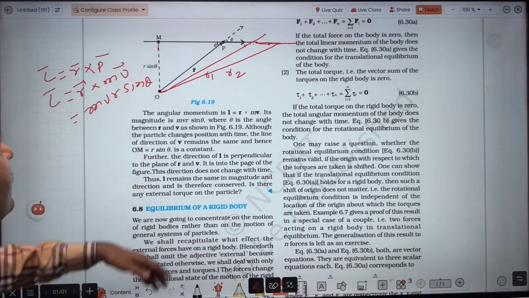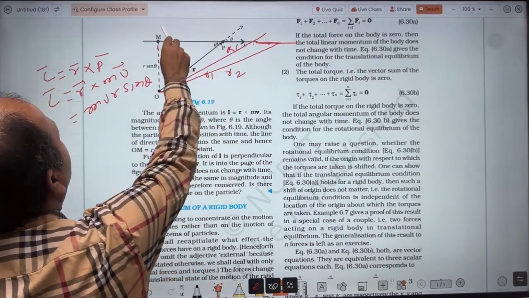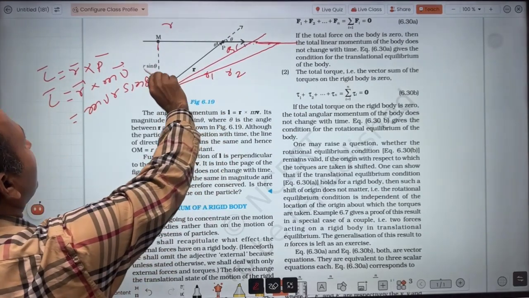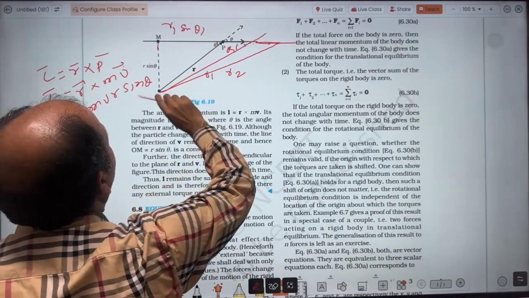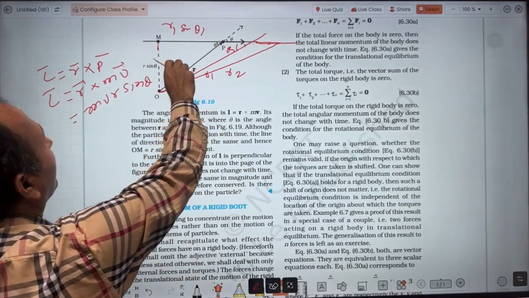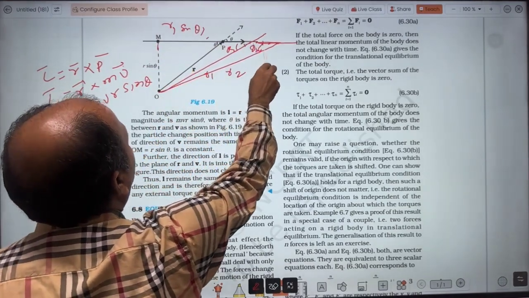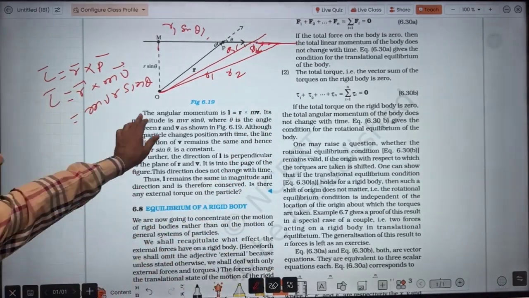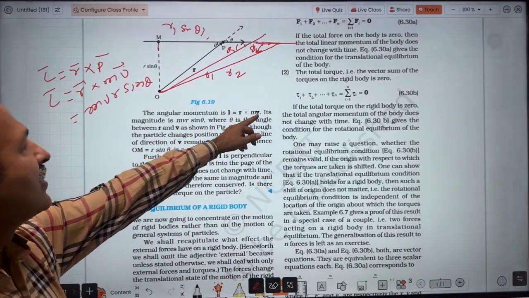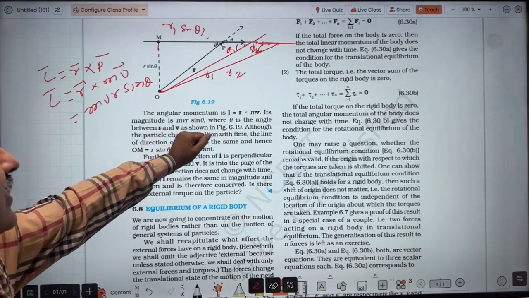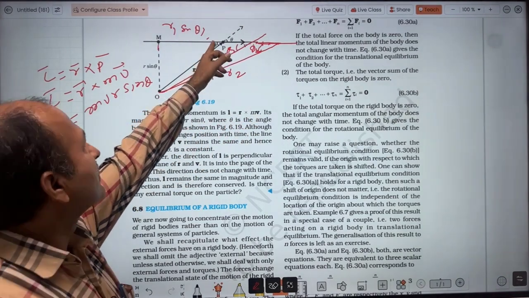Theta will change. In this case, suppose this is theta 1. So its name will change. It will become r1 sin theta 1, but it will represent the same thing, OM. In the second case, it will be r2 sin theta 2. Right. So here it's given the angular momentum L is r cross mv. Its magnitude is mvr sin theta, where theta is the angle between r and v, as shown here.